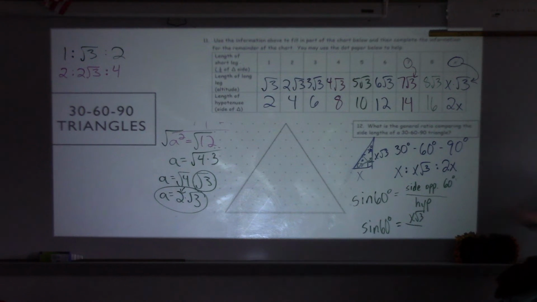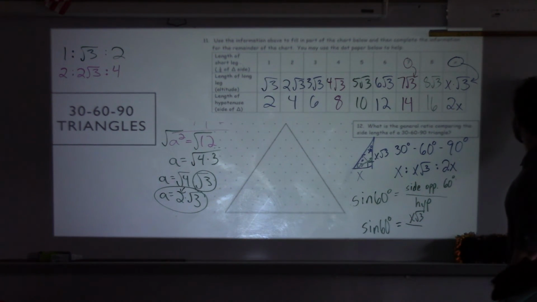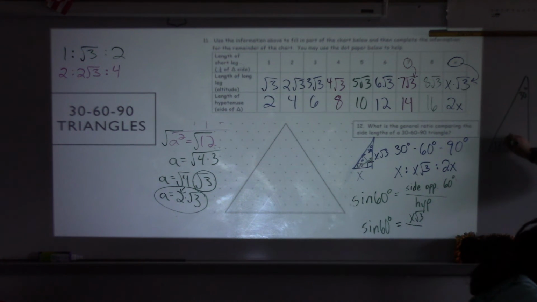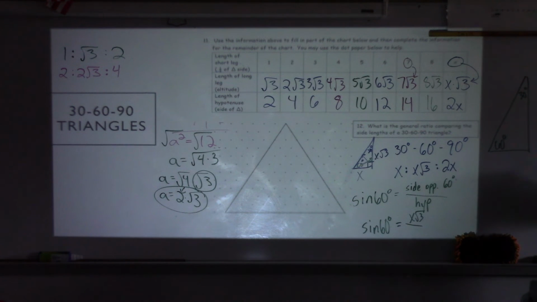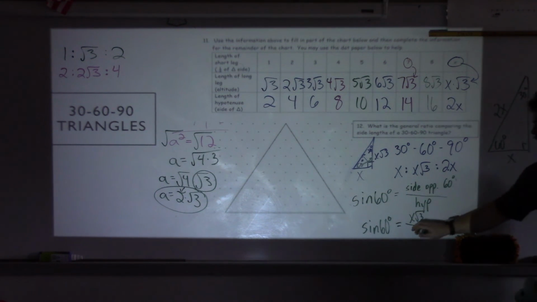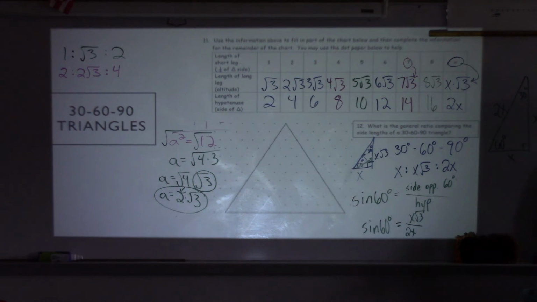By the way, if I were you, I would have drawn this triangle, maybe bigger, along with this extended ratio. Okay, so what is the length of the hypotenuse? 2x. Do any of those factors cancel? X square root of 3 divided by 2x. No.